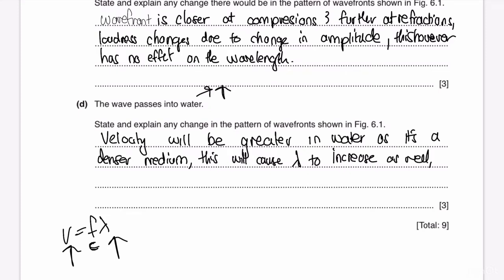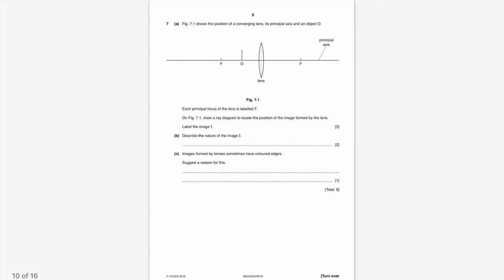अब जब wavelength increase करेगा तो क्या होगा, wave front भी बड़ा होगा और the waves will be more spread out, you're further apart, क्योंकि wavelength increase कर रही है. तो हम लिखेंगे waves, ठीक है, will spread out, ठीक है, and ये हो गया question.